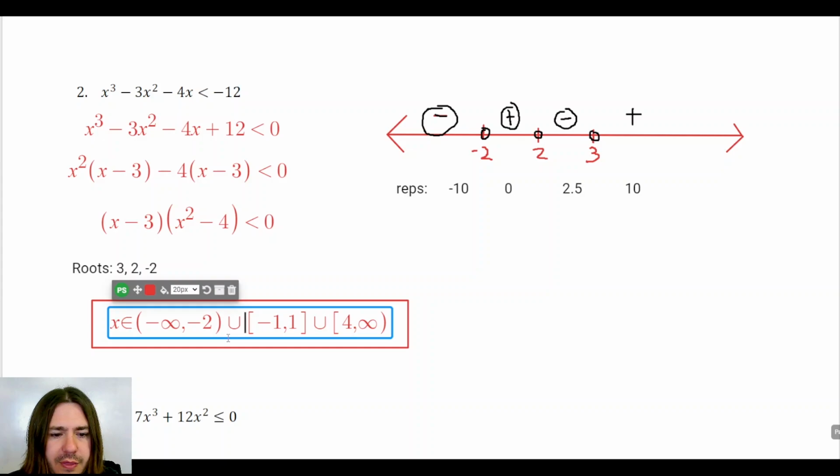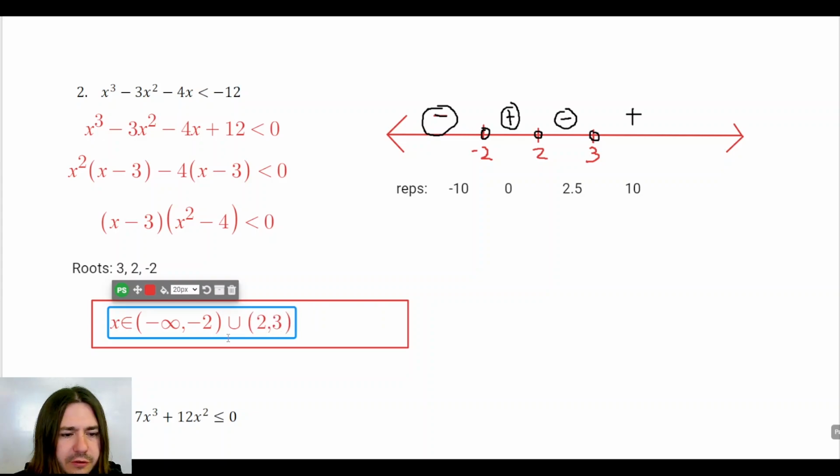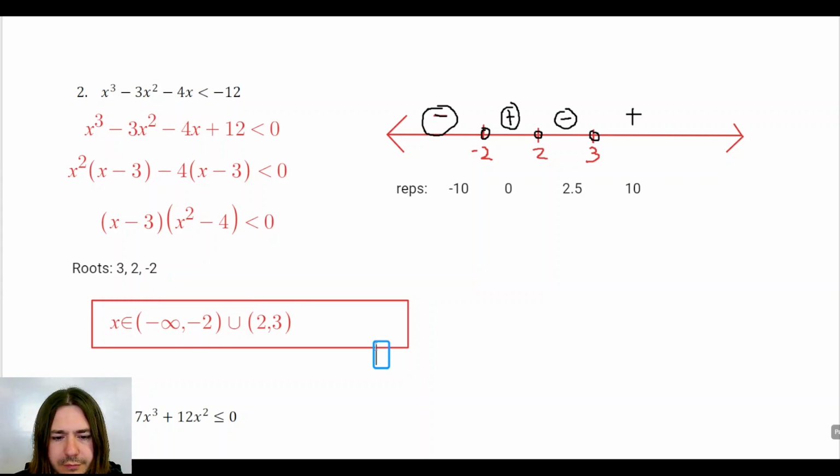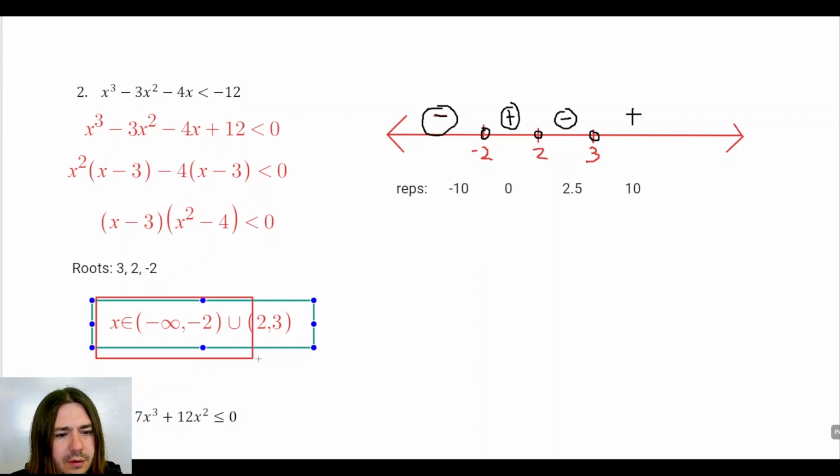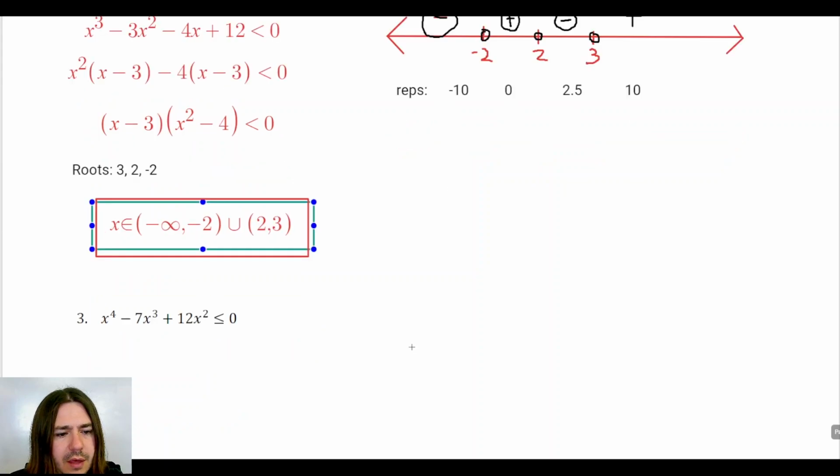And then I only have one other interval that's going to work here, and that is going to be in between 2 and 3. And so those are my two intervals, and this will be my solution set. So there's number 2. Let's take a look at number 3.